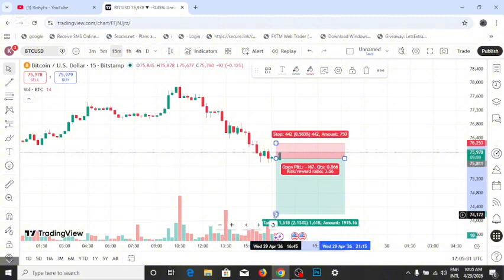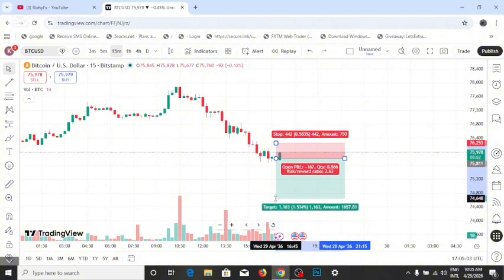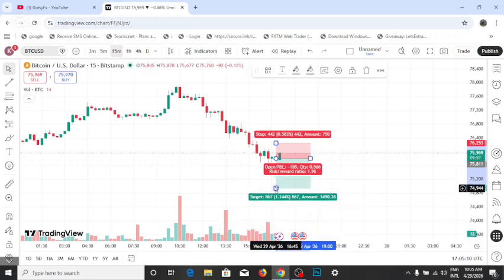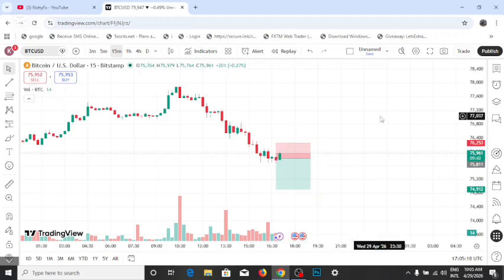Okay, now you can see where I marked my entry point. Right now I marked my entry point there. Although the current candlestick in this 15 minutes time frame is green, so that's a bullish candlestick. That is not a good entry point.